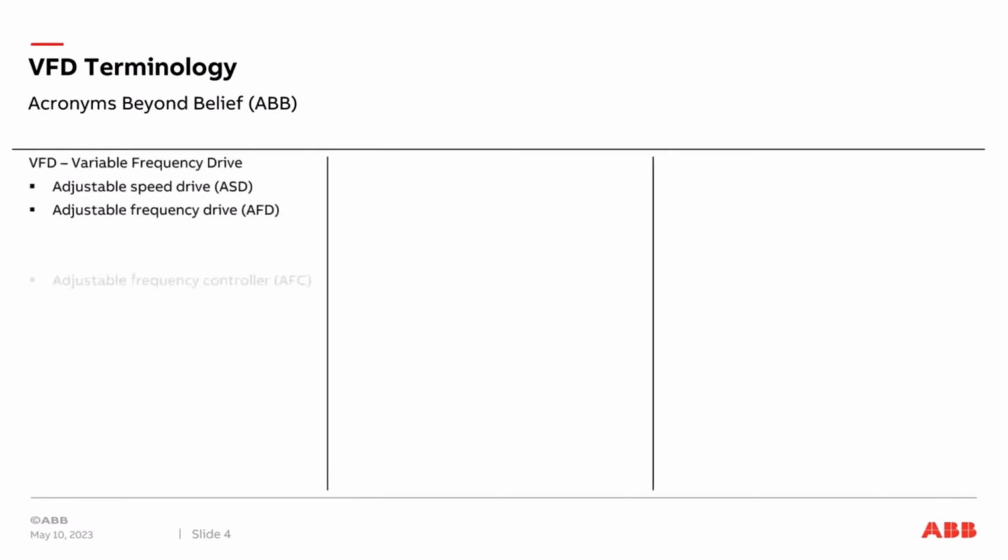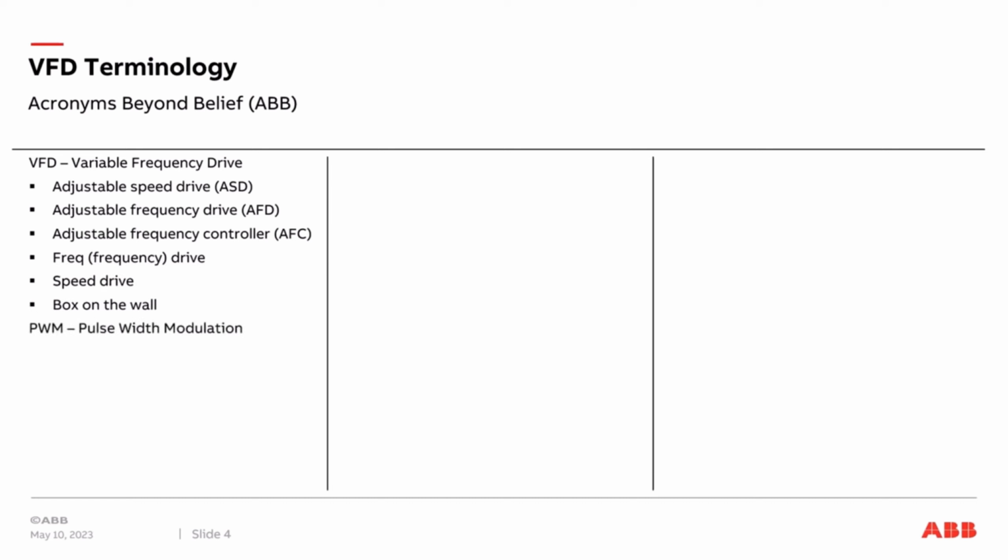VFD is a variable frequency drive, also known as adjustable speed drive, adjustable frequency drive, and so on and so forth. Sometimes it just gets called a box on a wall. Pulse width modulation is how we control a motor. DVDT is a change of voltage over a change of time. IGBT is an insulated gate bipolar transistor.